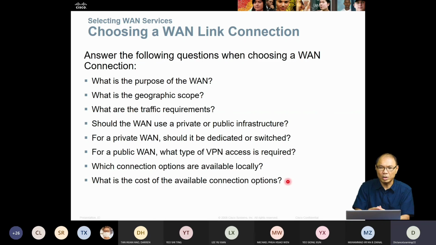And then you want to be able to compare the costs of all the connection options. So it's not a very simple, straightforward decision like, oh, circuit switching is better than packet switching, or leased line is better than this. No, it's not the case. You need to have a proper understanding of the various network connectivity that you can have over a wide area network, and then you have to make a decision.